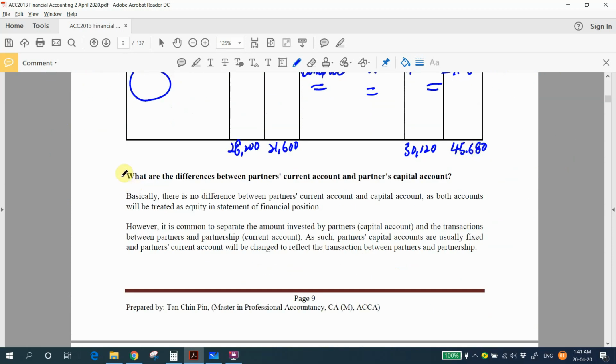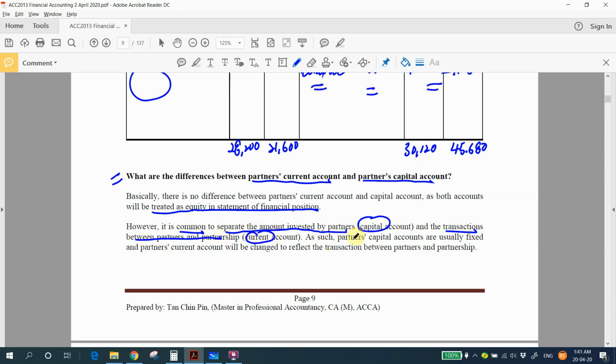So let's have a discussion. What is the difference between partner's current account and partner's capital account? Basically, there is no difference between partner's current account and capital account because both accounts will be treated as equity in the statement of financial position. Generally, there is no difference because both accounts are treated as equity in the statement of financial position, SOFP. However, it is a common practice that we separate the amount invested by partner, which we call capital, and the transaction between partners and partnership, which we call current account.